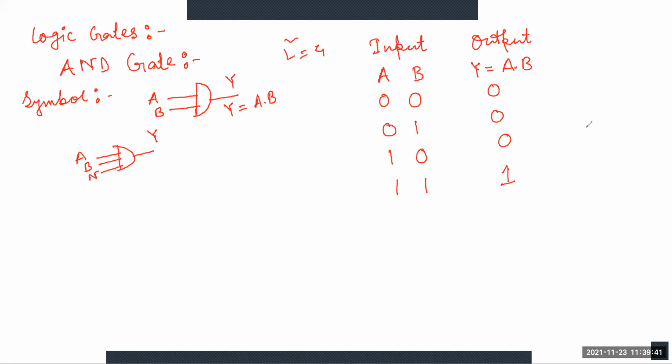And this output assumes the logic one state only when the two input bits, that is A and B, are in one state. But in the rest of the cases, if any one bit is in logic 0 state, then we are getting output 0. Is it clear for all of you?